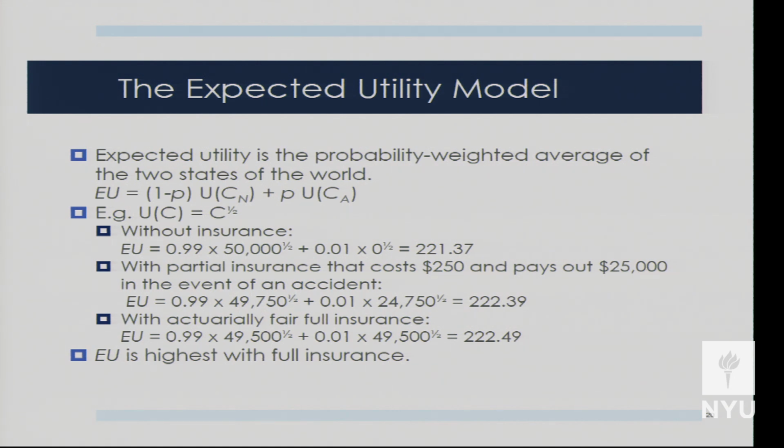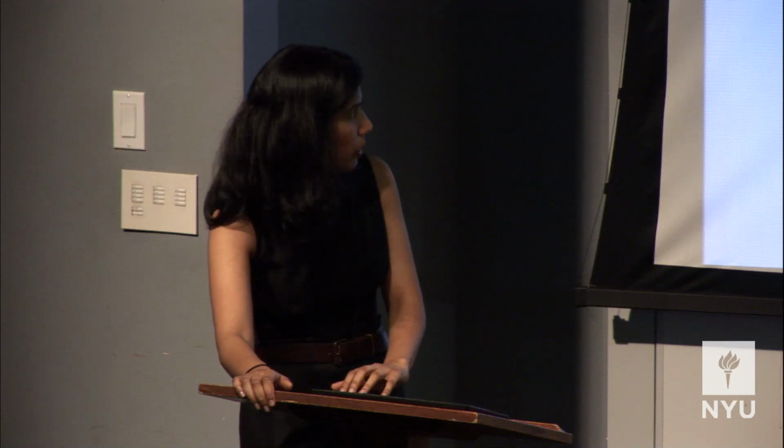So is your utility higher with full insurance or partial insurance? Full insurance, because it's all actuarially fairly priced. We know this person was going to prefer full insurance over all other options. Expected utility is highest with full insurance because it's actuarially fairly priced.